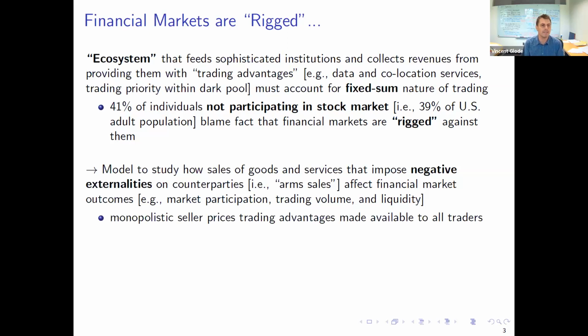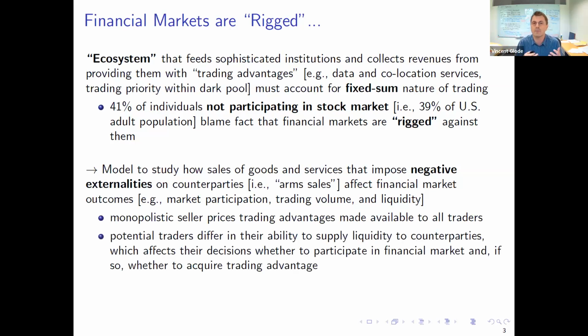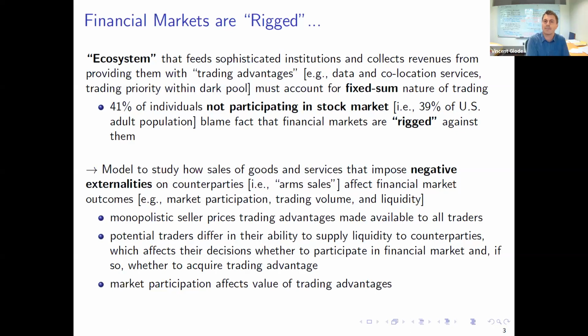So in our model, we'll have a monopolistic seller that prices the trading advantages that are made available to all potential traders. And then potential traders will differ. In our case, we'll assume that they differ in the ability to supply liquidity to counterparties, which means some of them will have incentives to participate and to acquire the trading advantage and others won't, depending on their type. And the market participation decisions of these traders will affect the value of their trading advantages, and the sales of trading advantages will affect market participation. So we'll focus on that feedback loop between trading advantages and market participation.